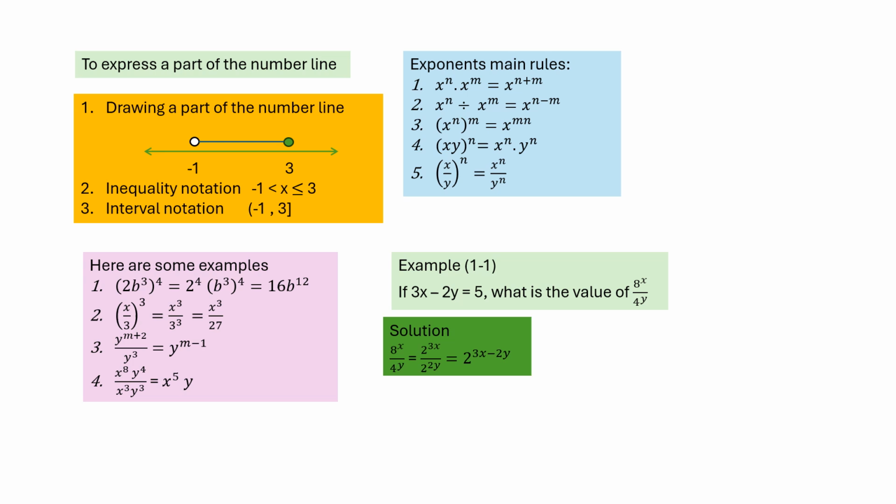Here a surprise came, because of what was given at the beginning of the question: 3x minus 2y equals 5. So replace the power and put 5. So the answer will be 2 power 5, and calculate it. It will be 32.